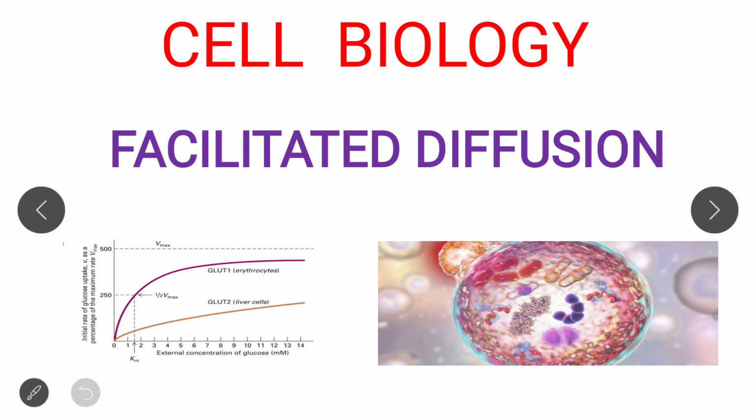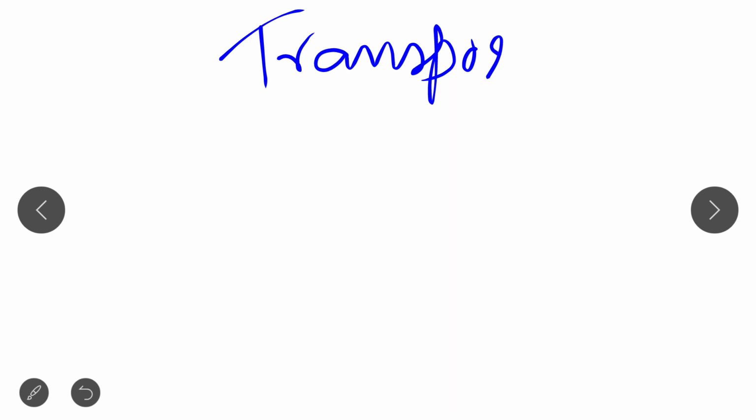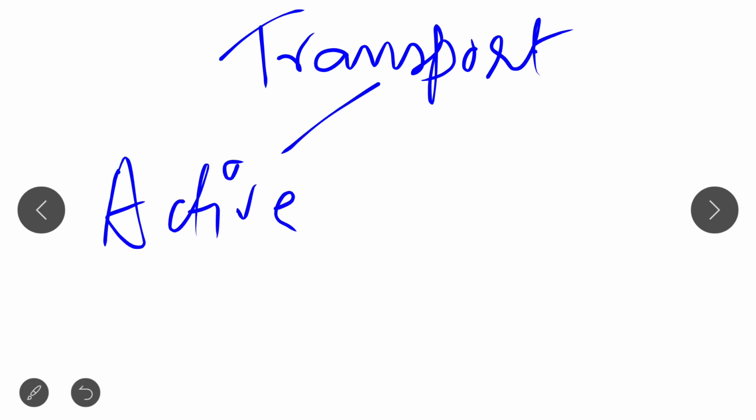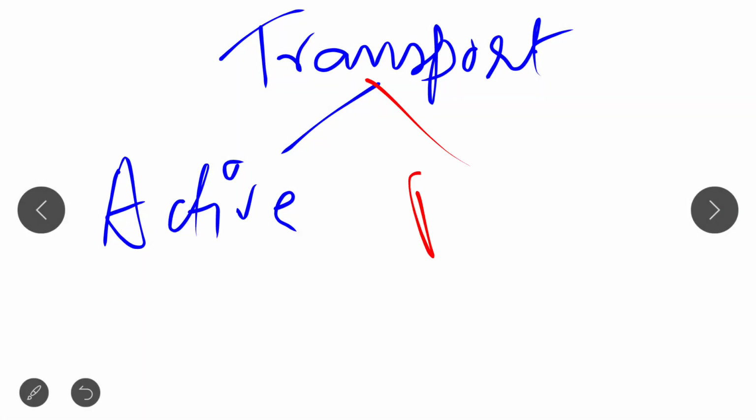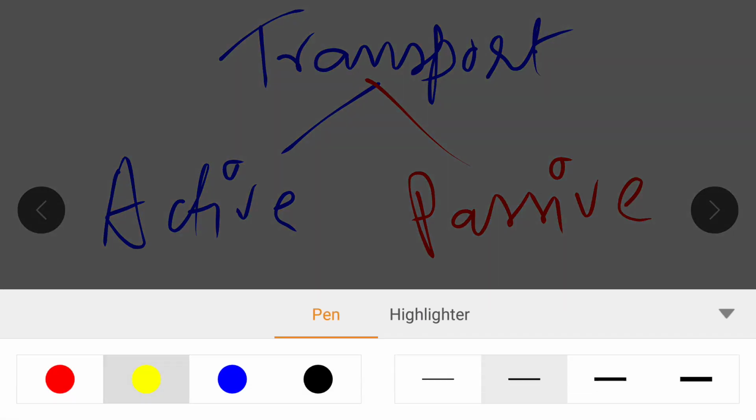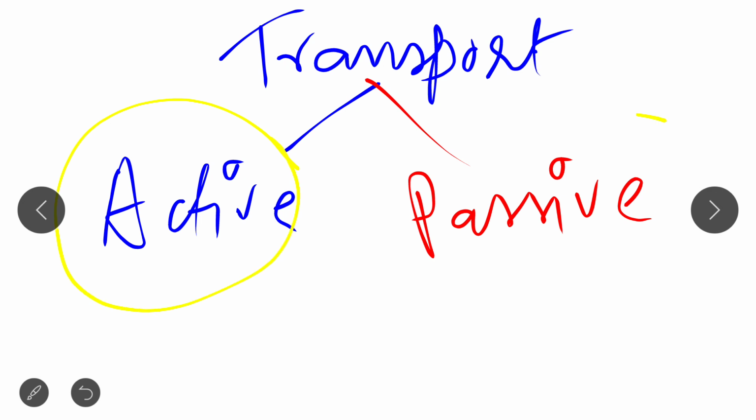So as I already mentioned in the previous lecture, transport is basically of two types. One is active transport and one is passive transport. Out of these two types, we are now going to discuss passive transport.